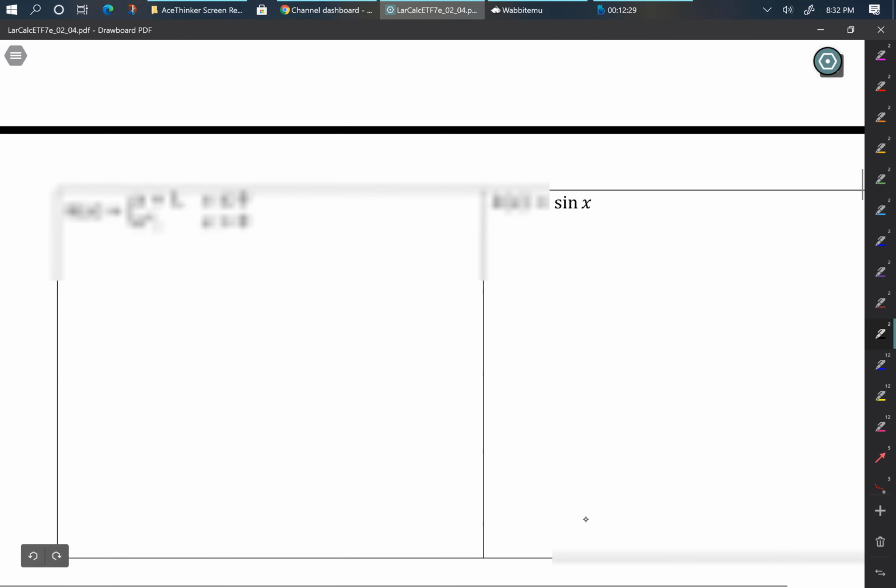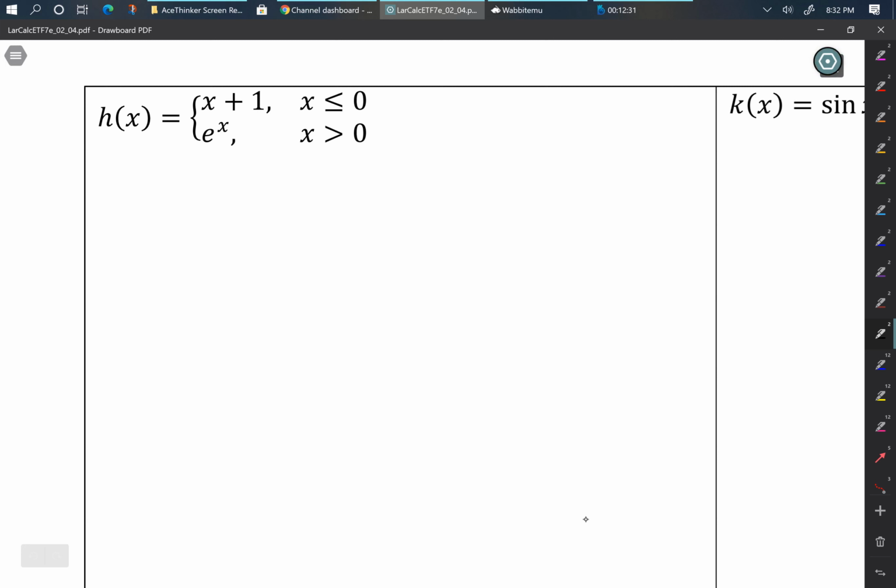Okay? How about this guy? Well, things are getting trickier because we have some sort of a weird function here. We have a piecewise defined function. And so if I try to make a quick sketch of this thing, for x less than 0, it looks like x plus 1. So over here to the left, it's a line with a slope of 1 and a y-intercept of 1.